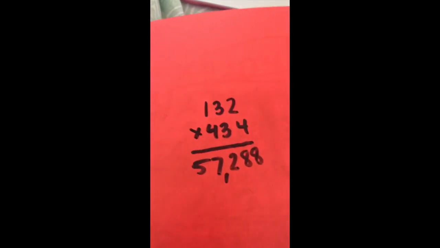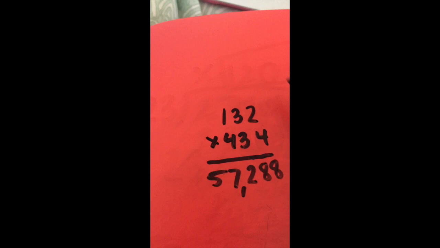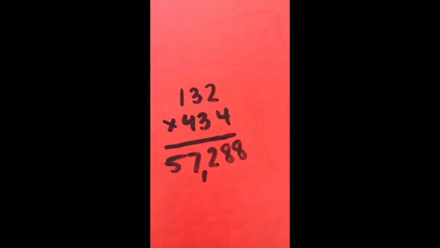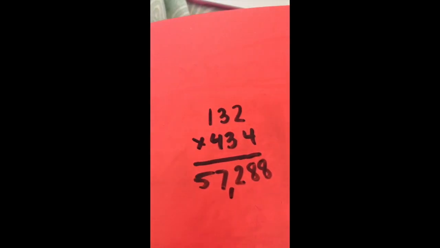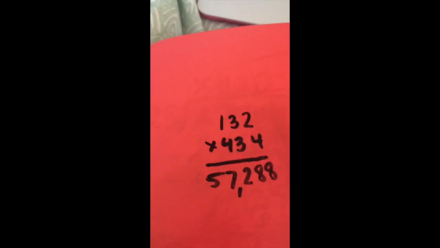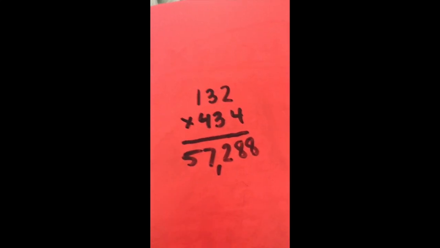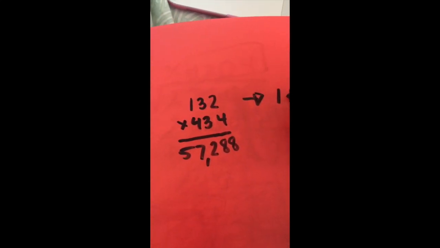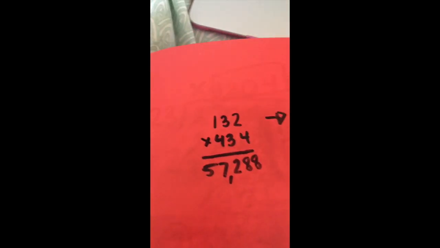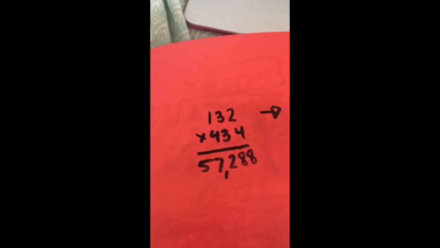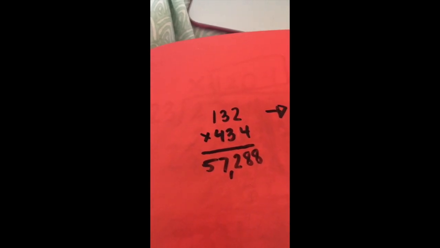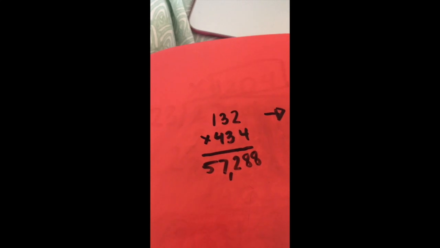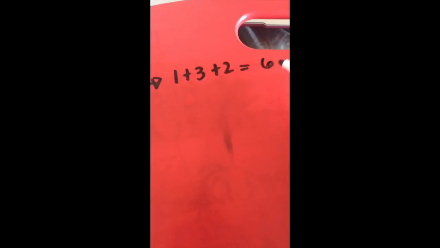When I check, the first thing I'm going to do is look at the top number, which is 132. I'm going to add up all those digits, and if the sum of any of those digits is 9, I just cross out those numbers. So for the first part, we do 1 plus 3 plus 2. 1 plus 3 is 4, so that doesn't give you 9. Plus 2 is 6, so that gives us 6. We didn't have to cross out any of those numbers.